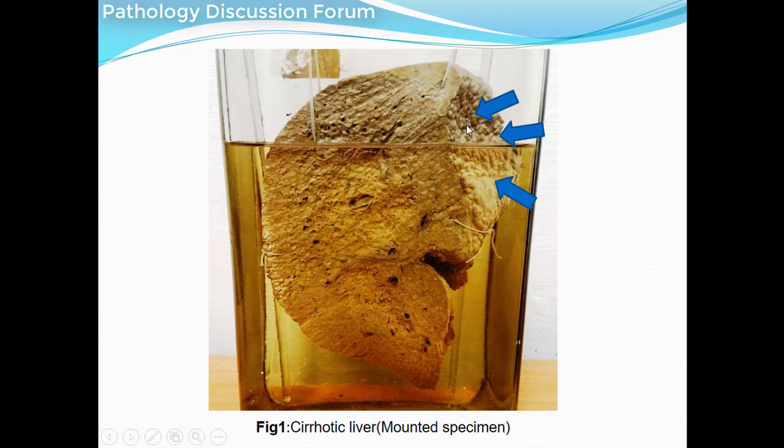The external surface is diffusely nodular with presence of nodules of variable sizes along with areas of depression in between the nodules. The cut surface is also showing the similar features. So, the possible gross diagnosis is cirrhosis of liver.